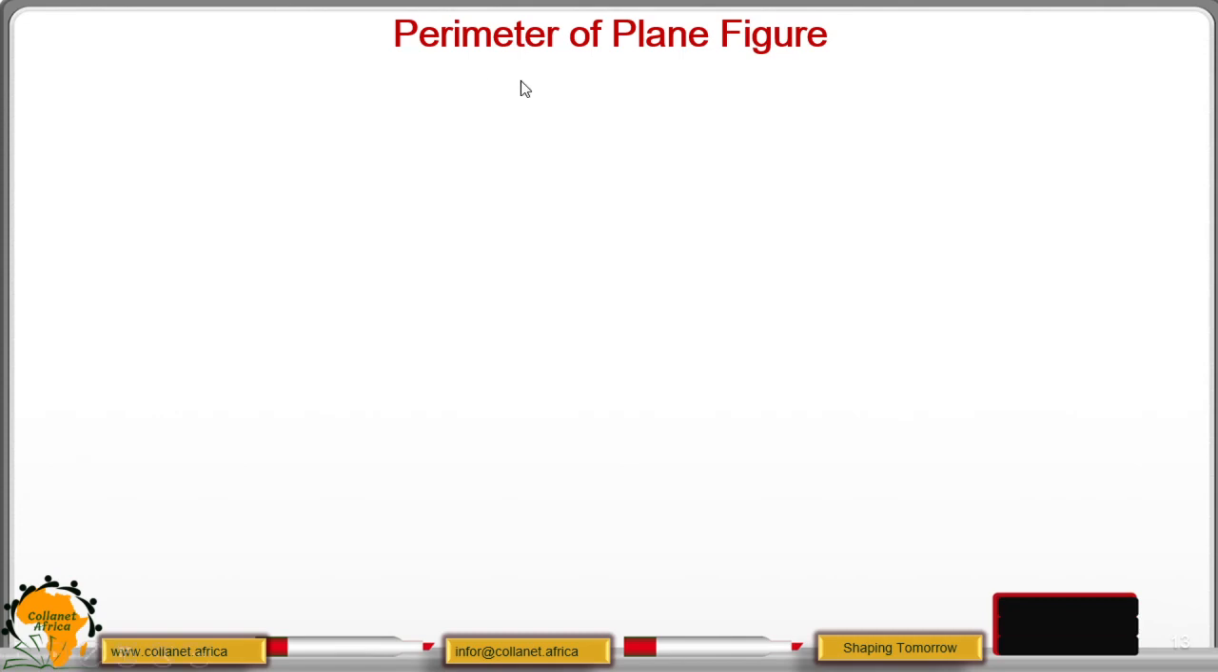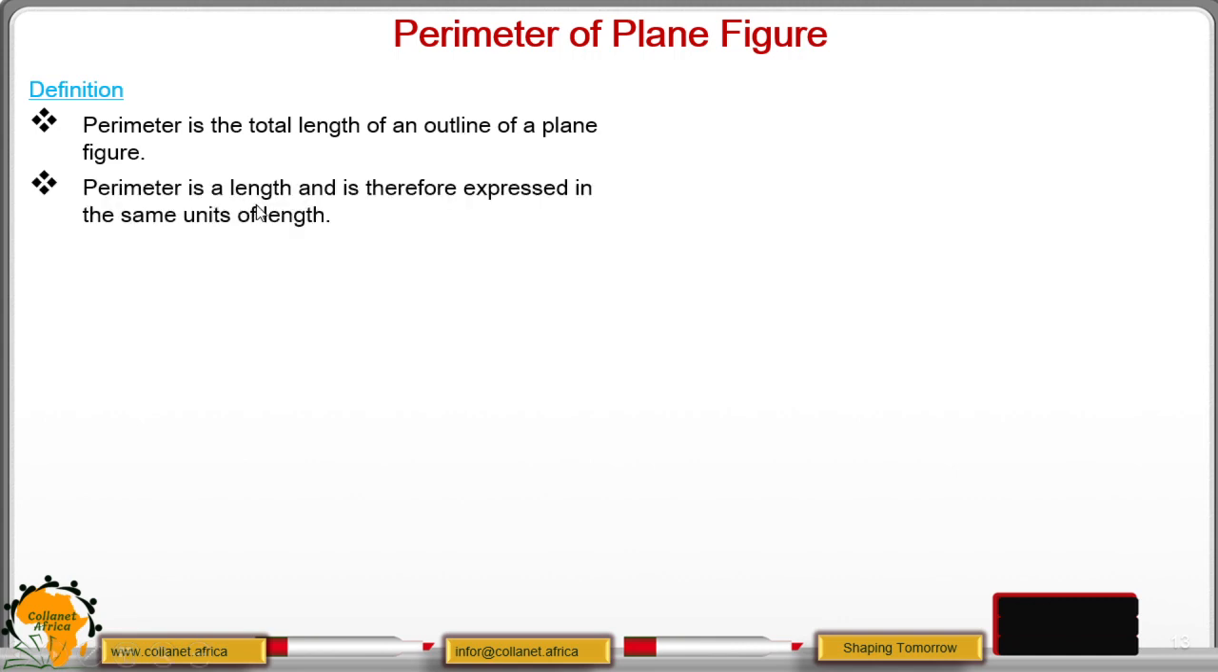In this lesson, we are going to look at perimeter of plane figures. So when we talk of plane figures, we are going to consider regular shapes. So we have the definition of a perimeter. Perimeter is the total length of the outline of a plane figure. When we talk of the outline, we are referring to the boundary.